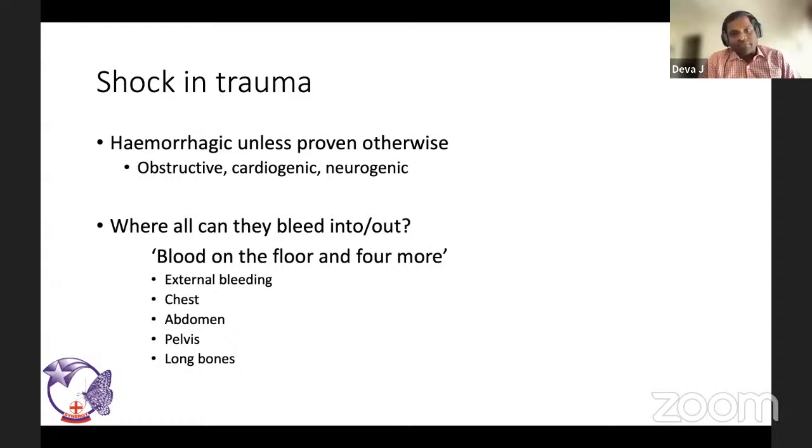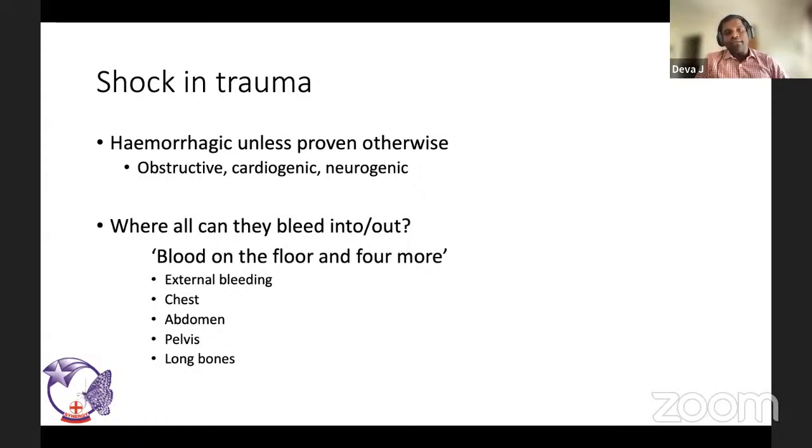And yesterday we received somebody who jumped off the second floor and injured their spine, and they came in with neurogenic shock. These are some of the other shocks that you do see in trauma, but by and large, if your trauma patient is in shock, you have to search for hemorrhage. So where all can they bleed into or out? It's important for you to remember: blood on the floor and 4 more.